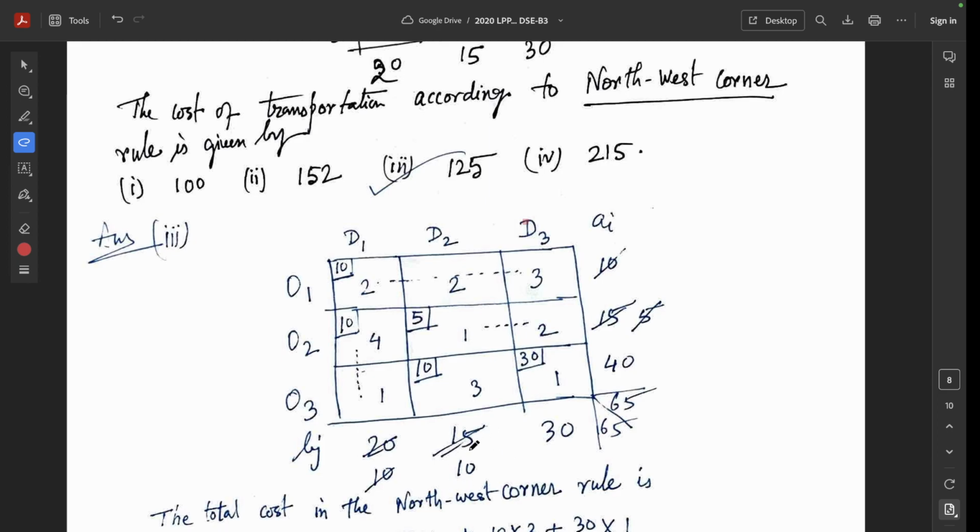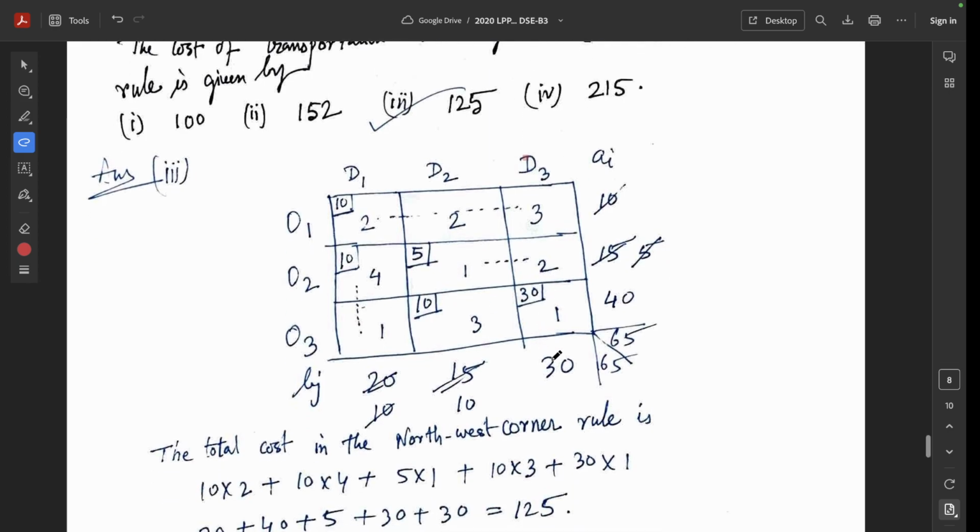The demand is 10 and 30, and 30 plus 10 is 40. So we allocate 10 in the 3 2 cell and 30 in the 3 3 cell. So the total cost by the northwest corner rule is 10 into 2, 10 into 4, 5 into 1, 10 into 3, 30 into 1, which is 125.